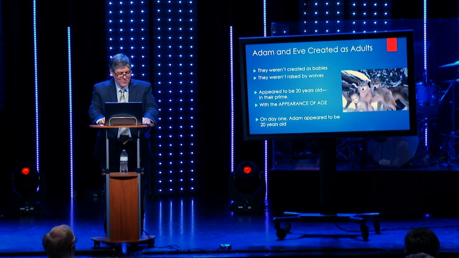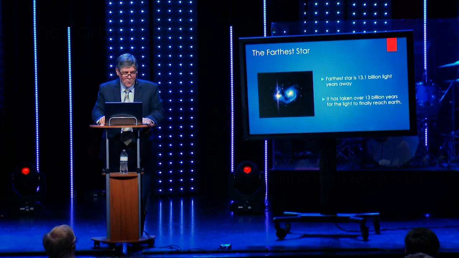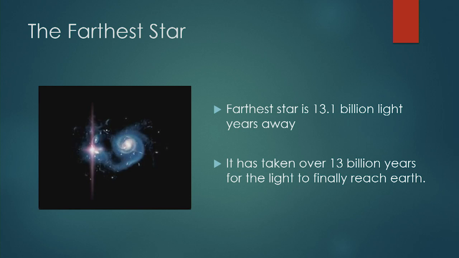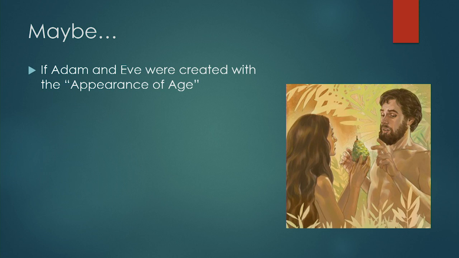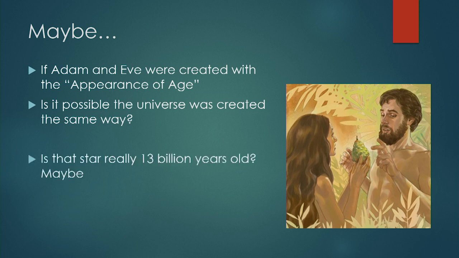Now, let's apply this to another idea. The farthest star is said to be 13.1 billion light years away. So in other words, it's taken at least 13 billion years for the light from that star to finally reach planet Earth. And the universe itself is said to be about 13.8 billion years old. Maybe, what if Adam and Eve were created with the appearance of age? Is it possible the universe was created the same way? In other words, is that star really 13 billion years old?